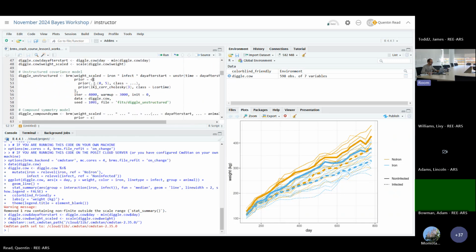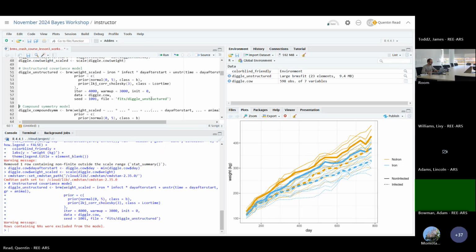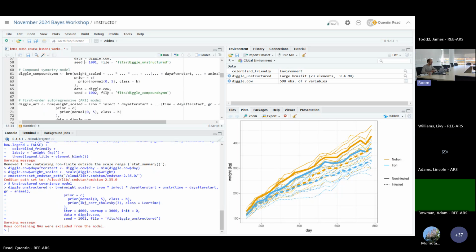Okay, so now for the prior, as I said, the distribution is going to be normal. And for the fixed effects, class equals B is for the fixed effects. And you can see here's a prior on the covariance matrix over time, which doesn't allow the covariance parameters to get too big. It maintains them at small values. That's what that prior is doing. So we're going to run that one, unstructured. It gives us a warning dealing once again with the 1 or 2 missing values in the data, but we're just ignoring them for right now.